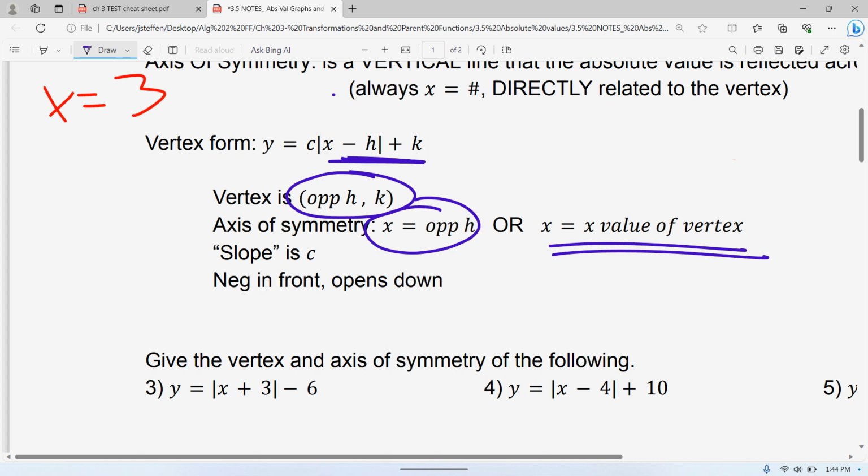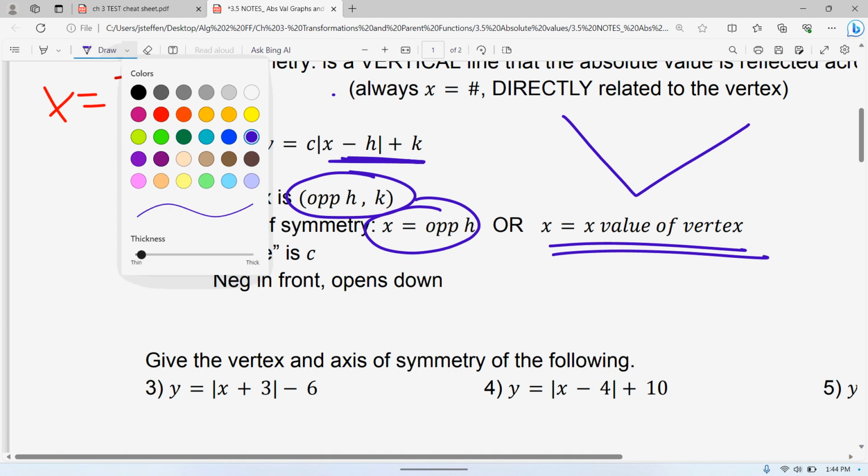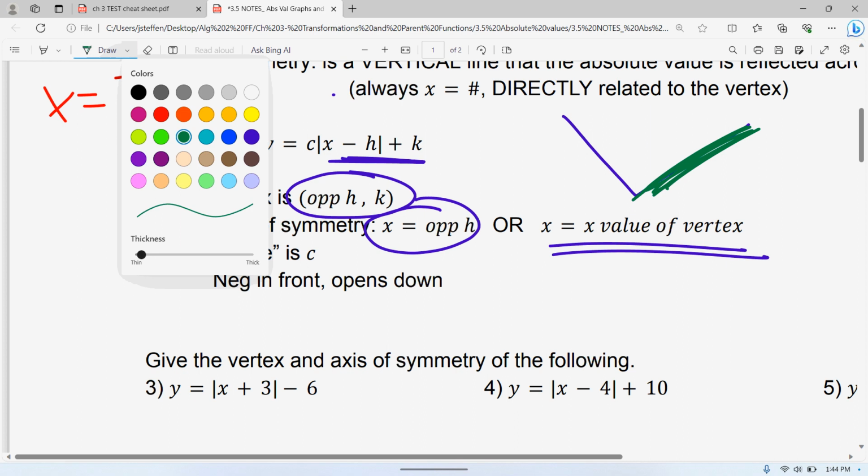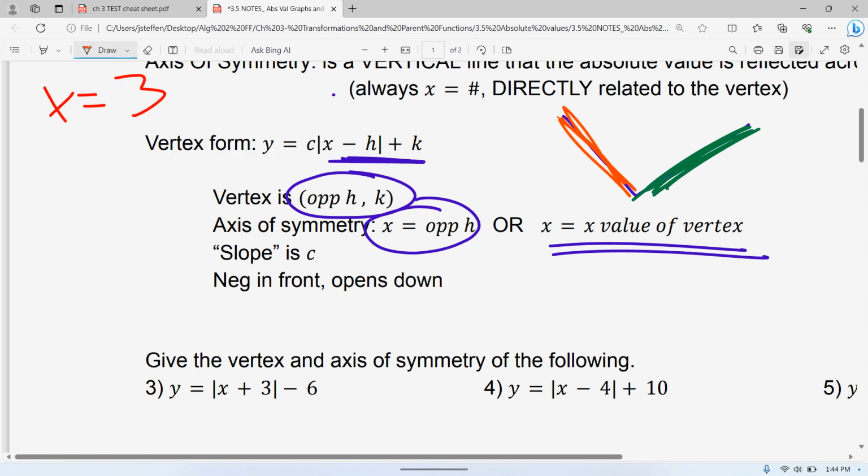Now, that c in front does not affect your vertex at all. That c that's in front, it could be a million, it could be -10, it could be 1. It's not going to affect your vertex at all. What it is, is the "slope." I put it in quotes because if you have absolute value, the slope on this side is not the same as on this side. So it's not technically the slope. I guess technically it's the slope of one side, but that's a good way to look at it, and most people are okay with that.